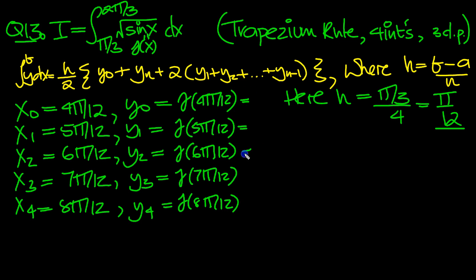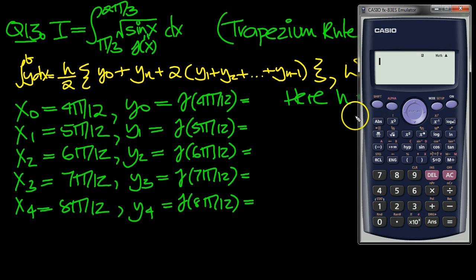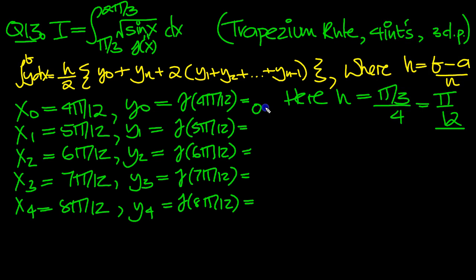So let's put them in. We need an answer to 3dp, so if we work to 5dp in the workings, it should leave a sufficient margin of error. So it's a square root. We're in radians mode of sine, and the first one is 4 pi over 12, so it's 4 times pi divided by 12. 0.93060. So I put it here, squeeze it in here.